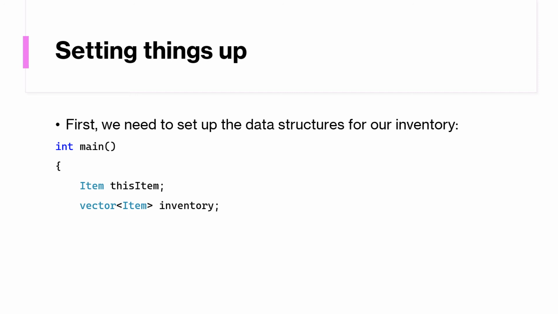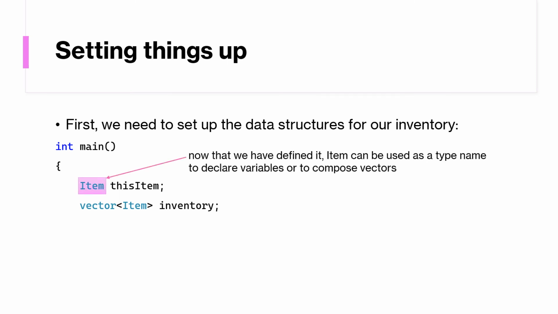All right, now we get to int main, and the first thing we need to do is set up the data structures. So we're going to have an Item that I'm calling thisItem that we're going to keep reading in from the keyboard. And then we're going to have a vector of Items that I'm calling inventory. That's our actual inventory list. Note that now that we've defined it, Item can be used as a type name either to declare variables or, on the last line here, to compose a vector.